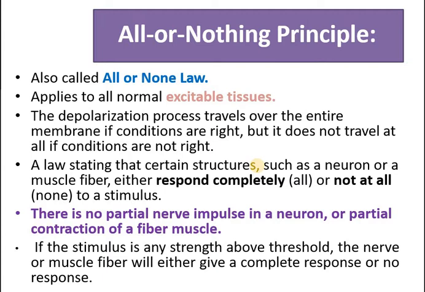First is the all or nothing principle. This is also known as the all-or-none law. It applies to all normal excitable tissues, and the depolarization process travels over the entire membrane if conditions are right, but it does not travel at all if conditions are not right. It means your impulse will travel or not travel.